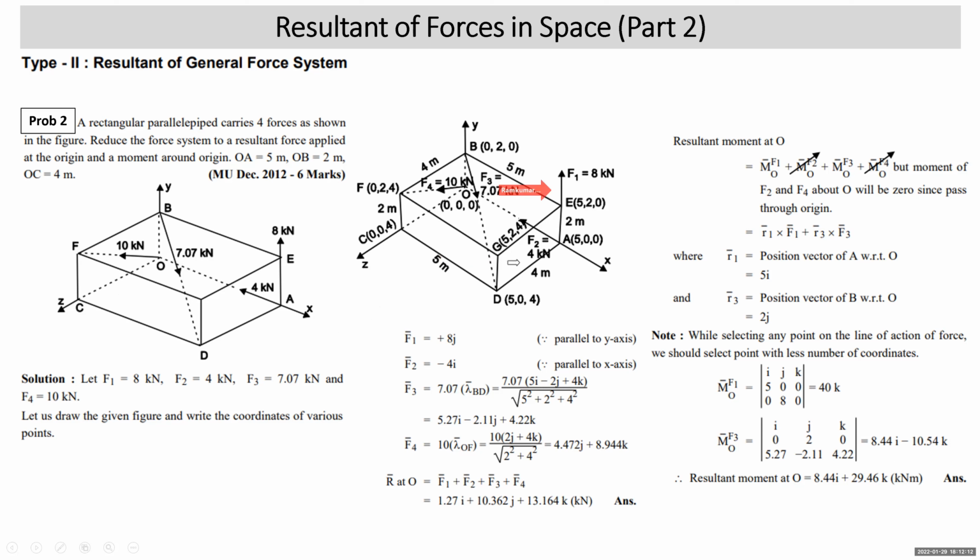Force F1 is 8 kilonewton. Is it parallel to y-axis or not? If force F1 is parallel to y-axis, the unit vector along y-axis is j. So this will be in positive direction. F1 bar will be plus 8j.